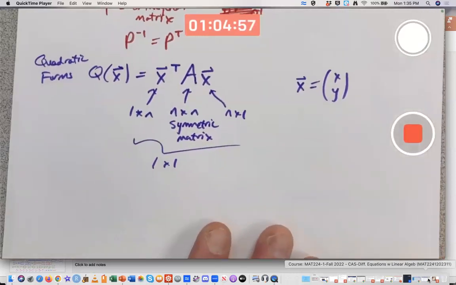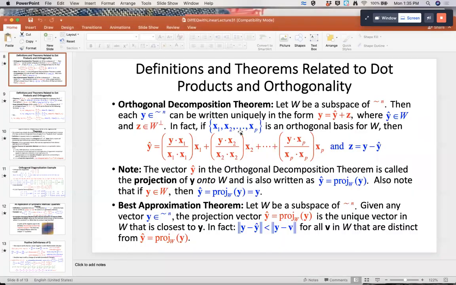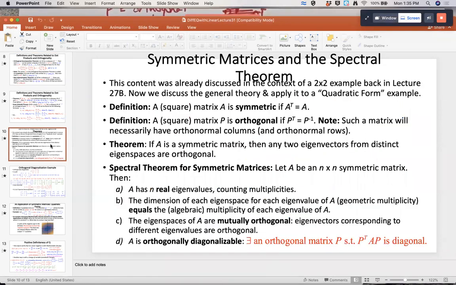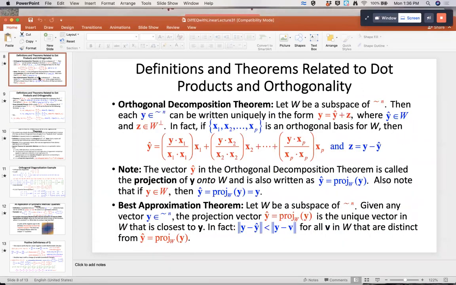Other linear algebra topics include, let's look at the PowerPoint now to end class, the orthogonal decomposition theorem, best approximation theorem, and some other theorems related to symmetric matrices, the spectral theorem, which I've already talked about to some degree. We also talked about the Gram-Schmidt process. These kinds of theorems on these pages are important in linear algebra. It's not immediately clear how they're related to differential equations.